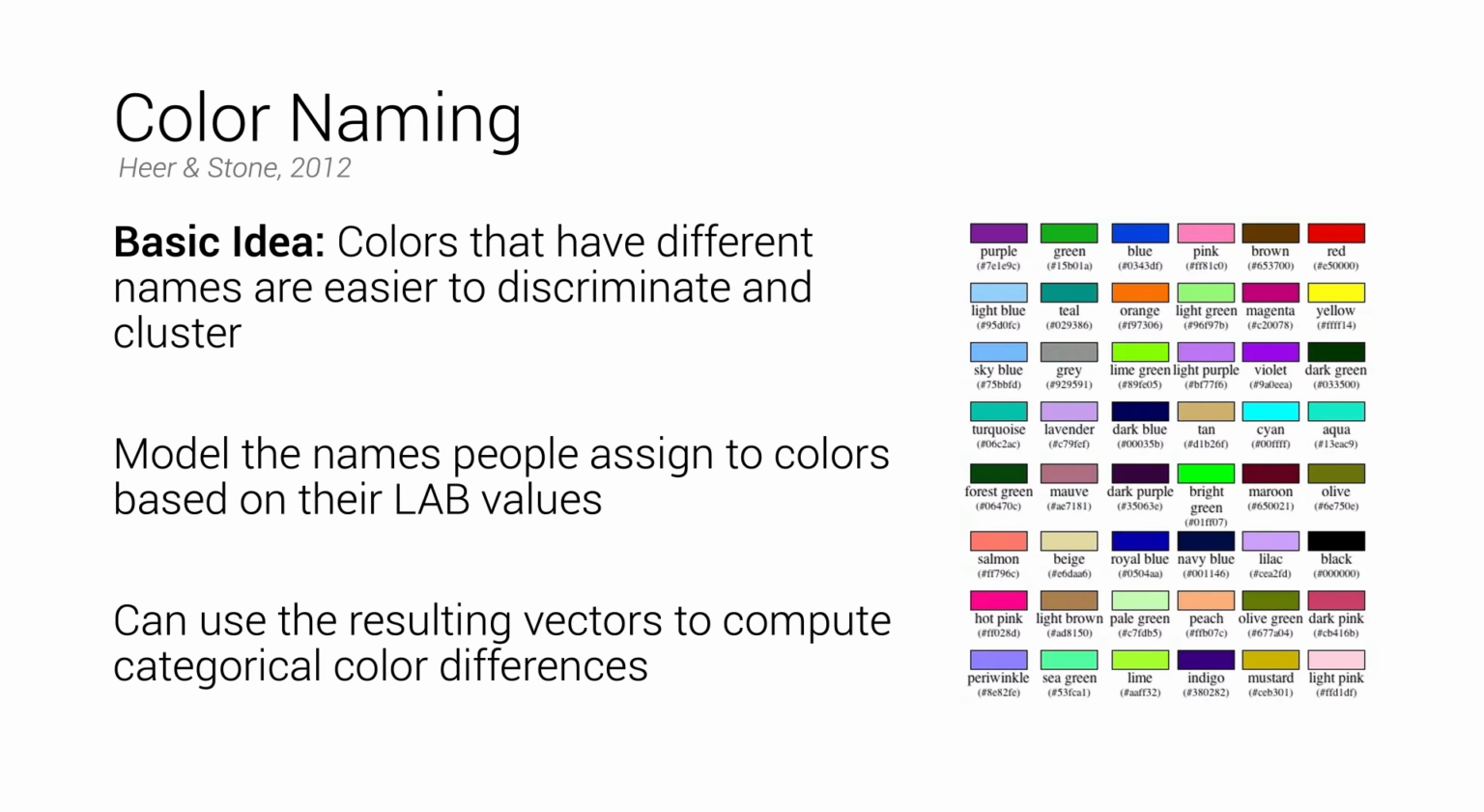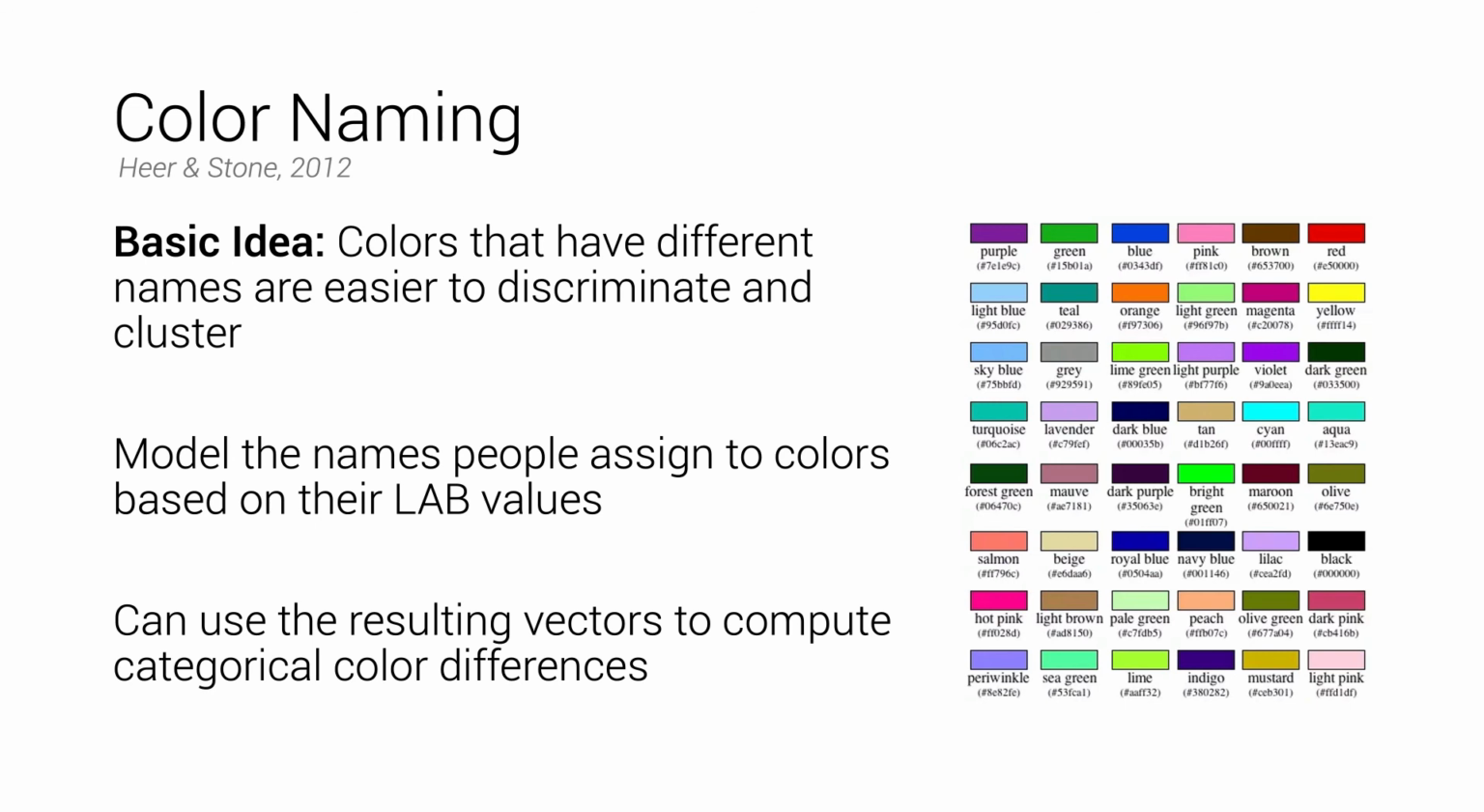One of the best models that we have for working with this in visualization is the color naming model that was developed by Heer and Stone in 2012. So the basic idea behind this model is that colors that have different names are easier to discriminate and easier to cluster with one another. If you think about your Gestalt principles, if I have light greens and dark greens, those colors are going to appear more similar to one another than if I have light greens and light blues.